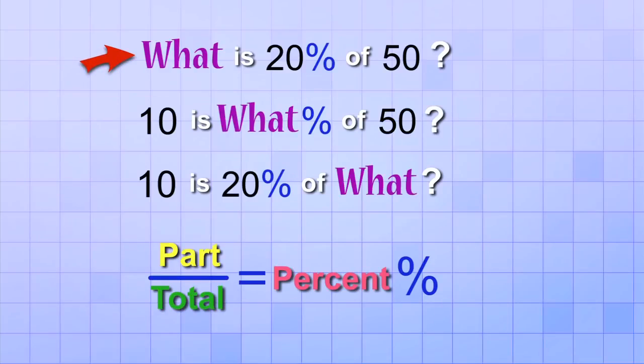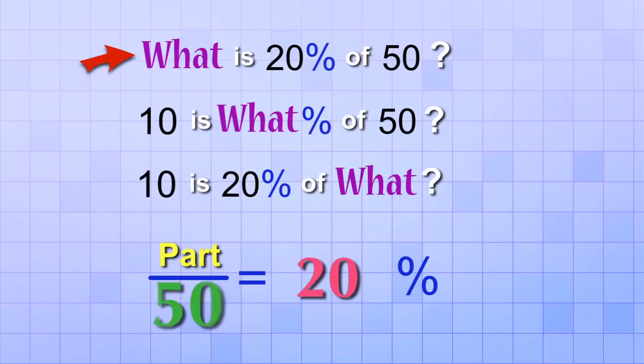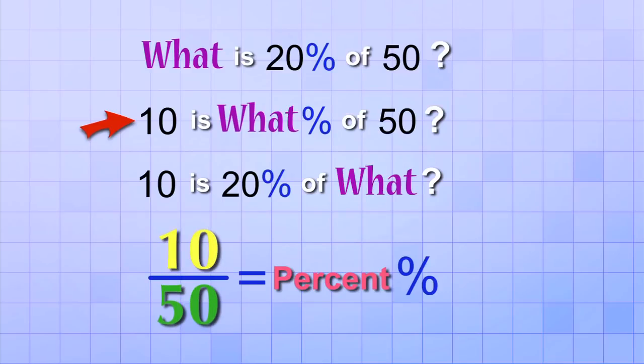The first type is what we learned in the last video, finding a percent of a number. In this type of problem, we know the percent and we know the total, but we don't know what part of that total we have. The second type of problem is what we're going to learn in this video. In this type of problem, we know both the total and we know what part of the total we have, but we need to figure out what percentage of the total that part is. We need to find what percent is it.